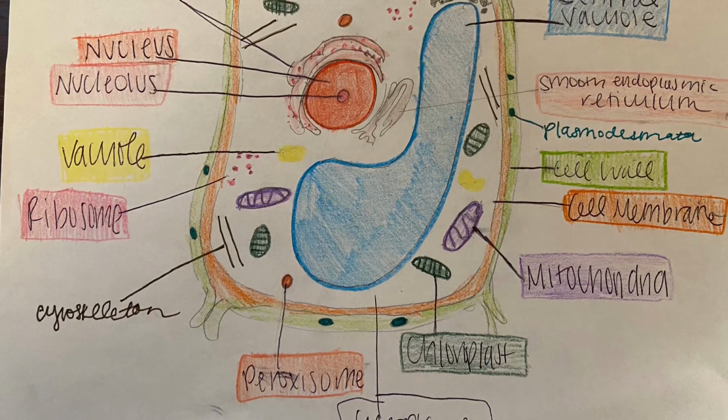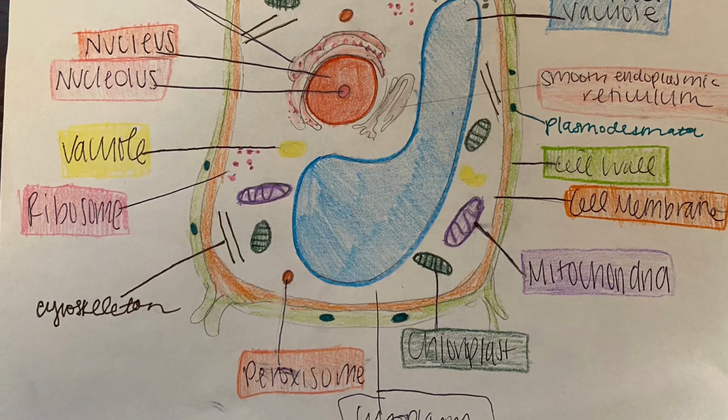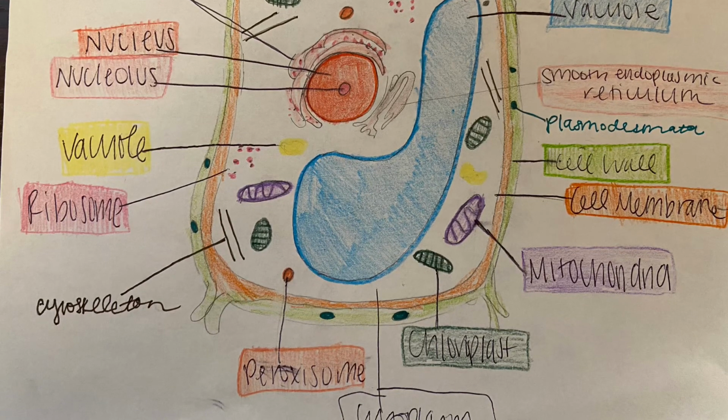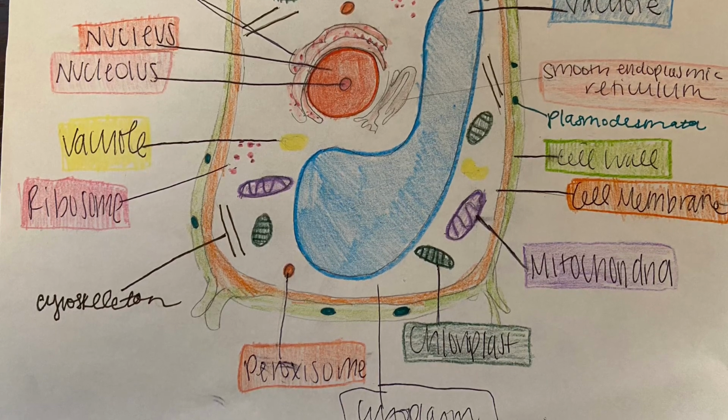Now last we have our central vacuole, which stores water and maintains turgor pressure in the plant cell. It pushes contents of the cell towards the cell membrane, and it allows plants to take in more light energy for food, and it is the main storage structure.